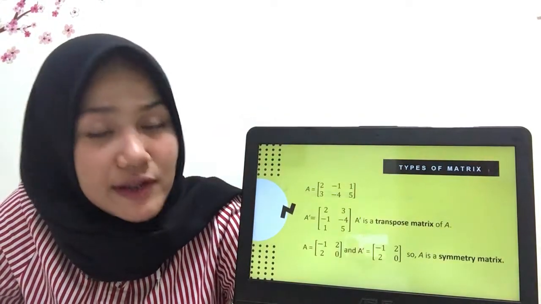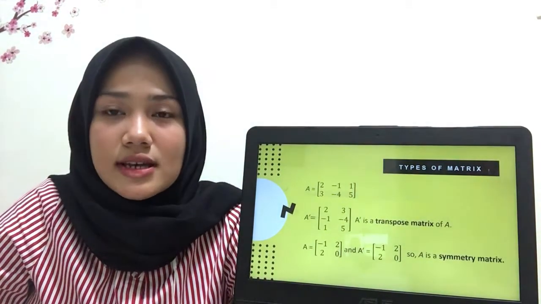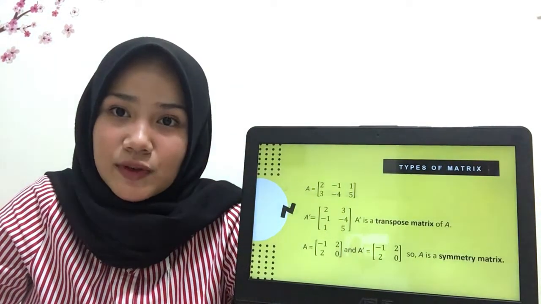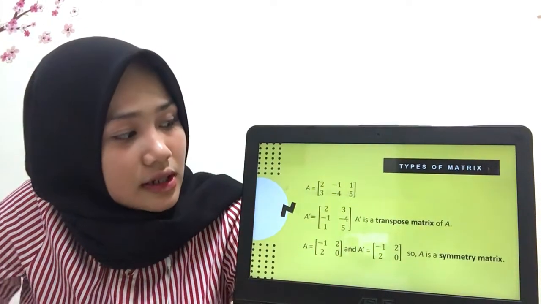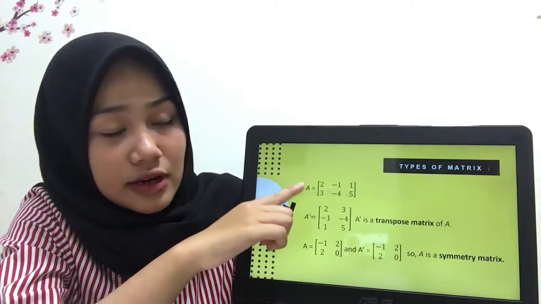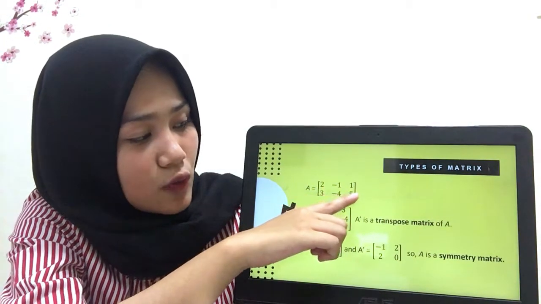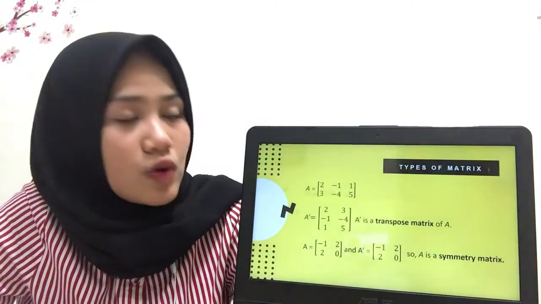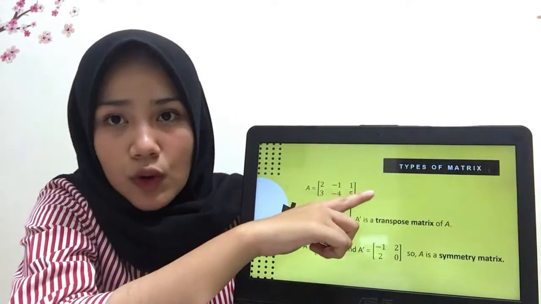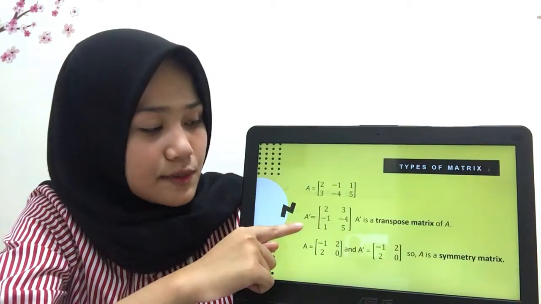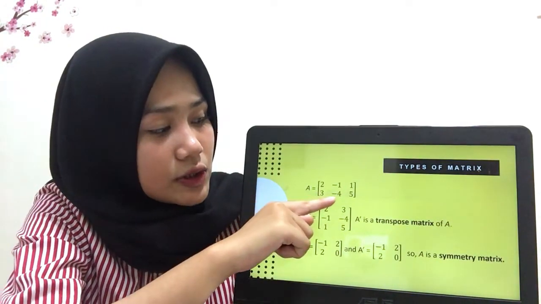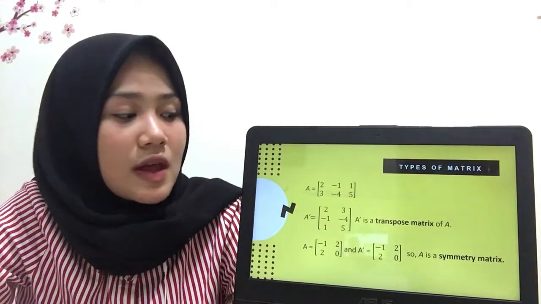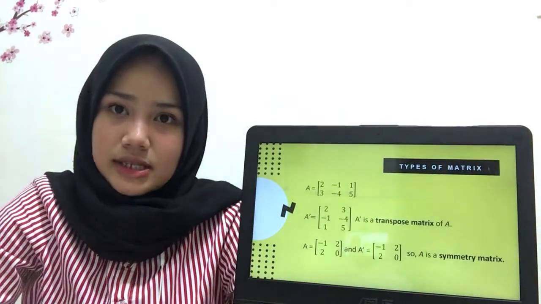Next is a transpose matrix. A transpose matrix is a matrix that has rows that originate from the initial matrix's columns. For example, there is matrix A, 2, minus 1, 1, 3, minus 4, 5. To find the transpose of matrix A, we can interchange the first row to the first column of the transpose of matrix A, and the second row to the second column of the transpose of matrix A. So this one is the transpose of matrix A.